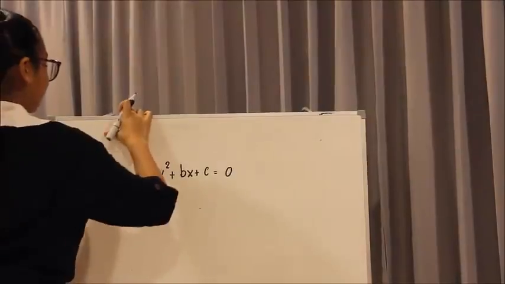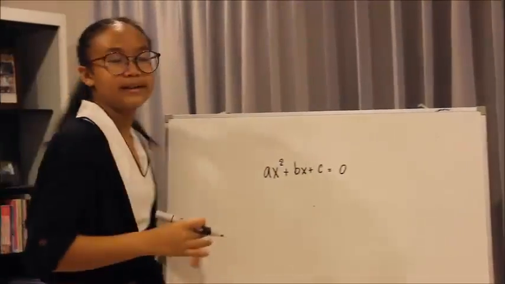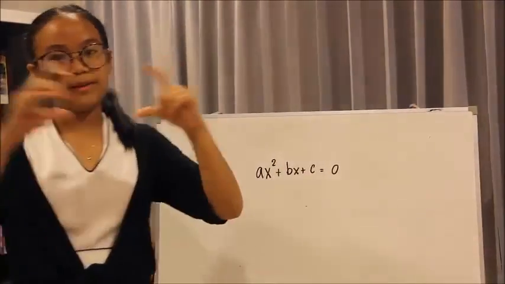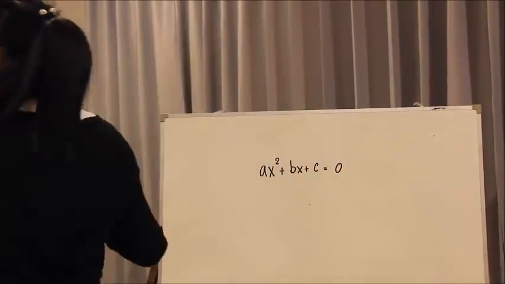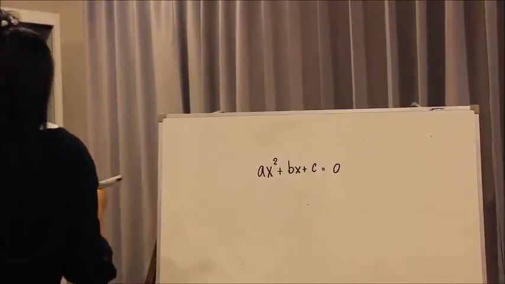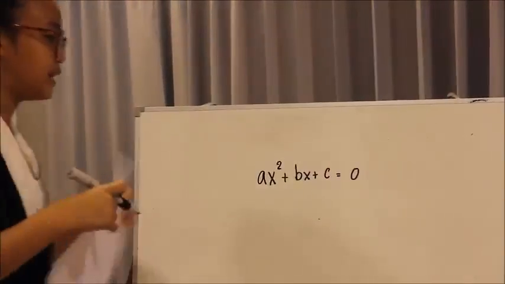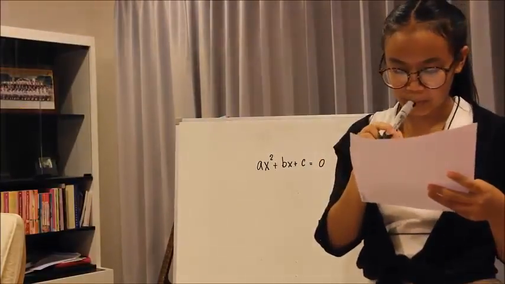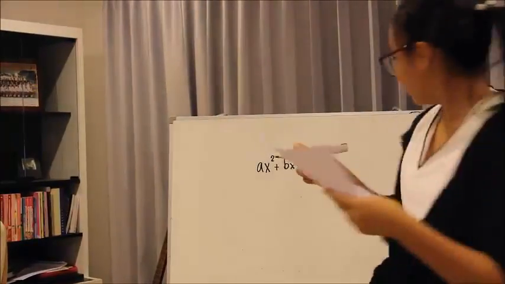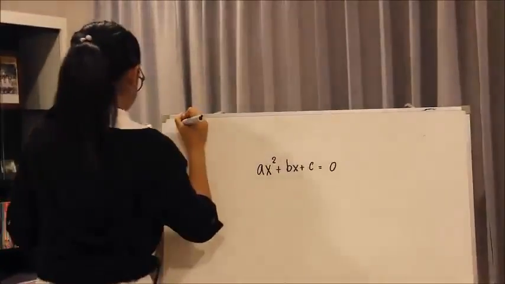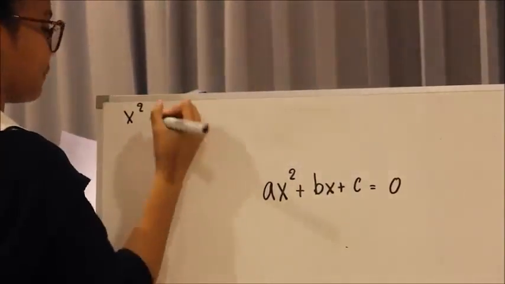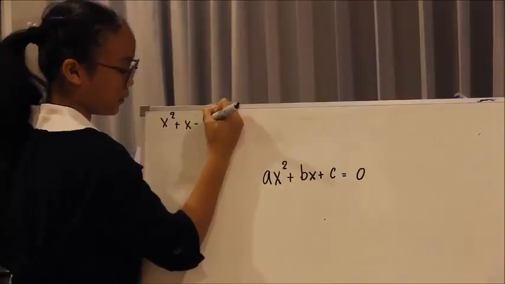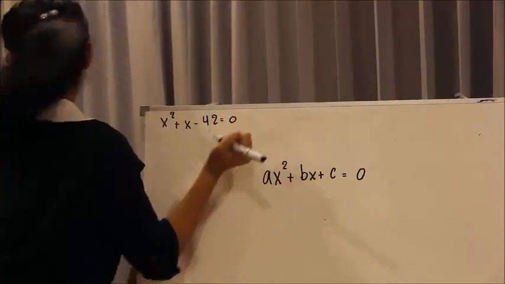So what is factorizing? You already learned this. It's like 2 quantities times each other to get that number. I already have an example and my answer key right here, but what I want to show you is one example for each. I think this one might be good. For factorization, it is x squared plus x minus 42 equals 0.